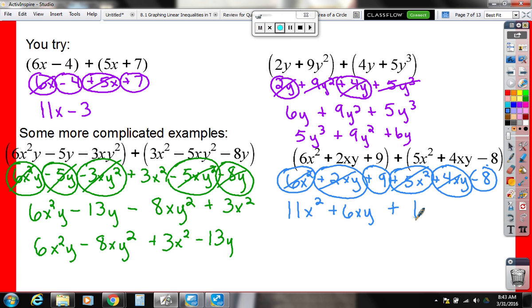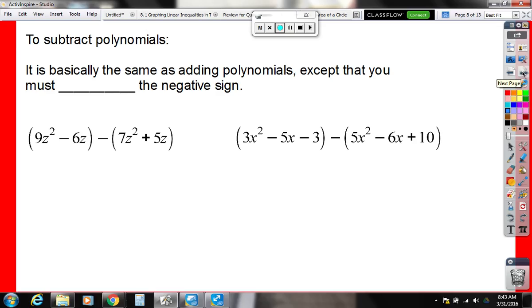Okay, we're going to look at subtracting polynomials. Subtracting polynomials is basically the same thing, except that you have to distribute the negative sign. So in that step where we rewrite it without parentheses, we just have to distribute the negative sign. So for our first example, we have 9z squared minus 6z. We have to distribute and have minus 7z squared and minus 5z.